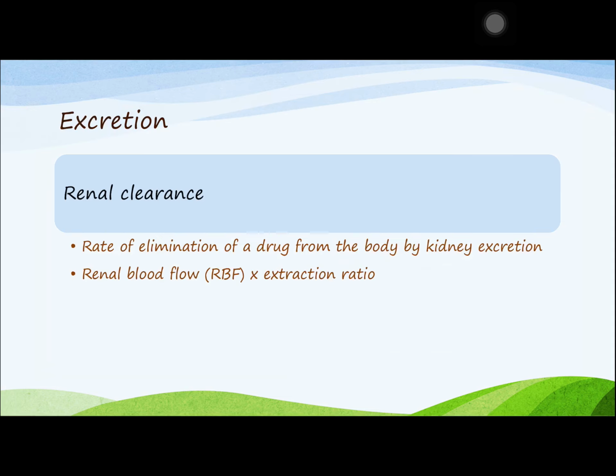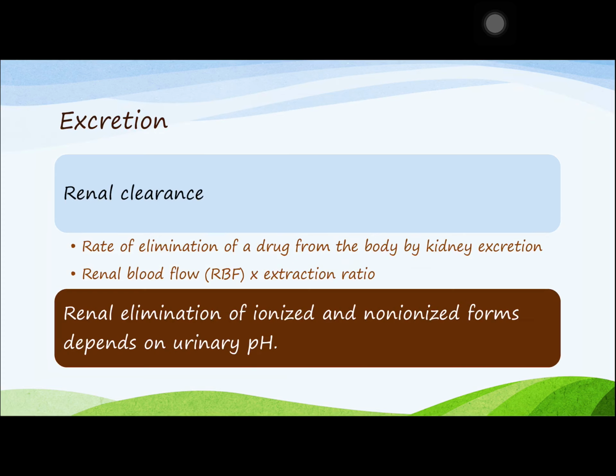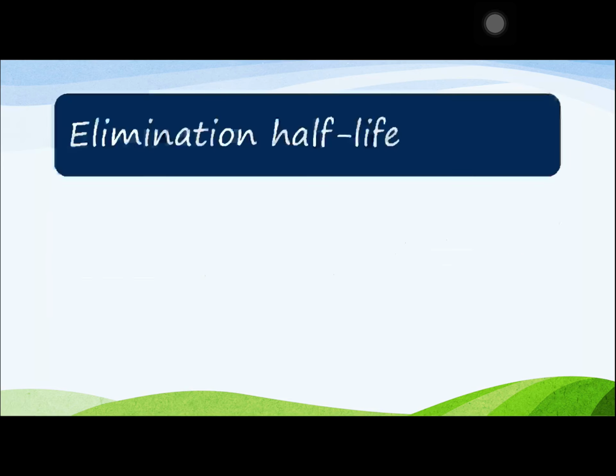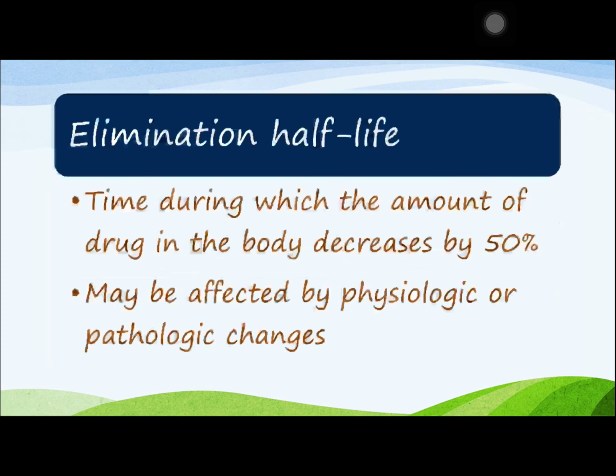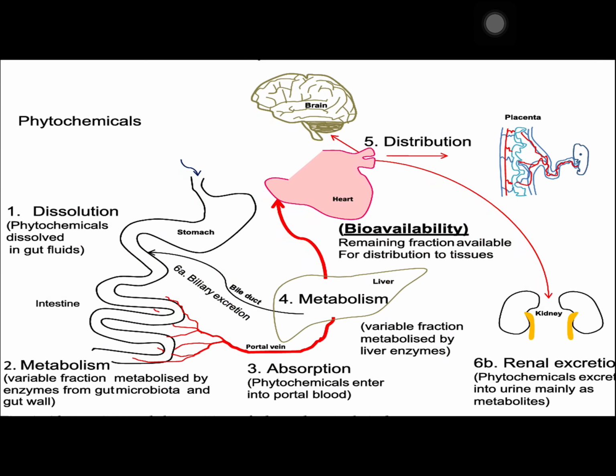Renal clearance is the rate of elimination of a drug from the body by kidney excretion. It is computed by the renal blood flow multiplied by the renal extraction rate. Renal elimination of ionized and non-ionized forms depends on urinary pH. Elimination half-life is the time during which the amount of drug in the body is decreased by 50%. It may be affected by physiologic or pathologic states.